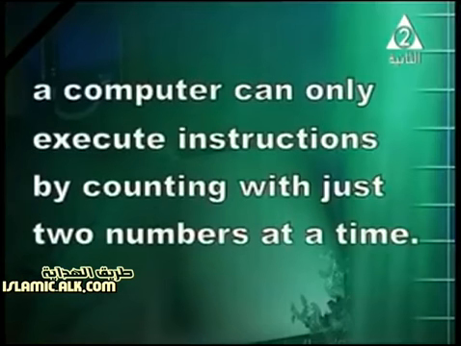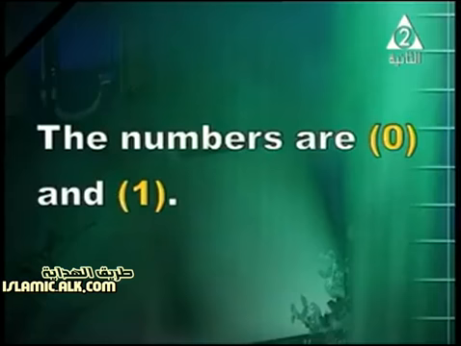As a matter of fact, a computer can only execute instructions by counting with just 2 numbers at a time. Let me say it again. It can only execute operations by counting just 2 numbers at a time. The numbers, of course, are 0 and 1. This is the binary system.